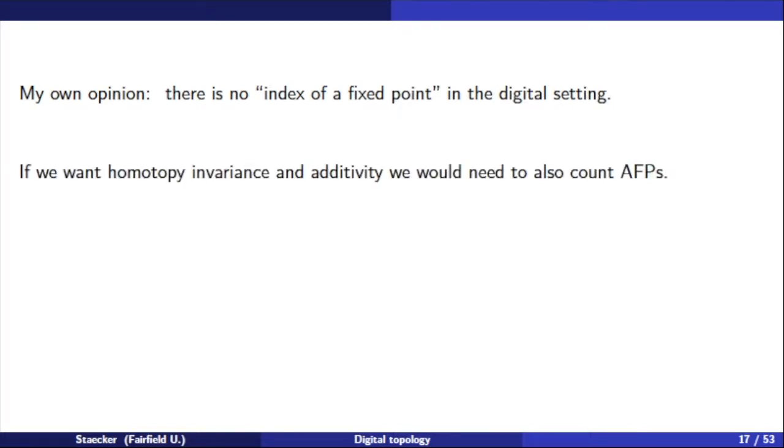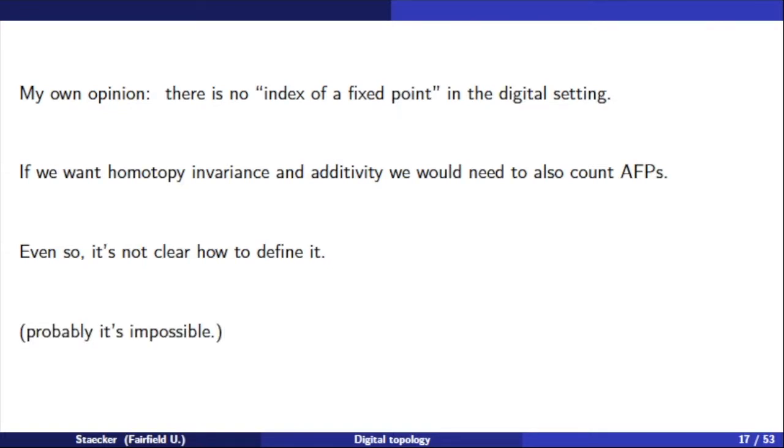So my own opinion about all of this, I believe there's no index of a fixed point in the digital setting. At least I can't think of a way that this can make sense. If we want it to be homotopy invariant and additive, then we also need to count approximate fixed points. But even so, it's not clear how to make the definitions. So probably it's impossible. That's just my own opinion. So really, we are not going to talk about the index of a fixed point, which is a major obstacle.